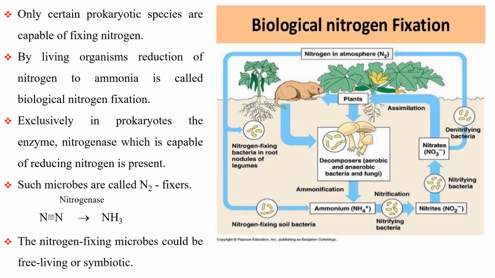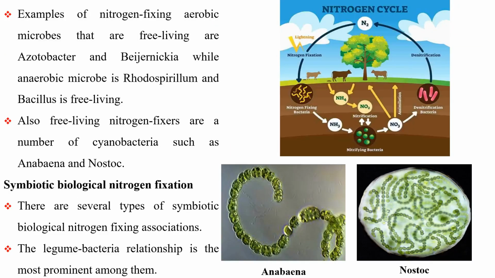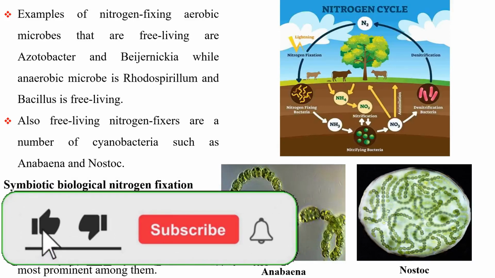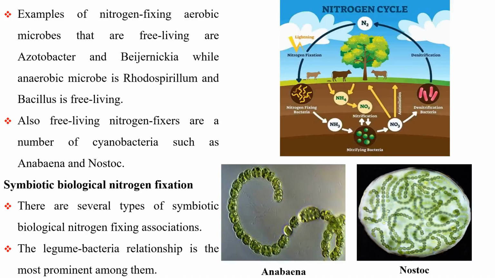The nitrogen fixing microbes could be free living or symbiotic. Examples of free-living nitrogen-fixing aerobic microbes are Azotobacter and Beijerinckia, while the anaerobic microbes are Rhodospirillum and Bacillus. Also free-living nitrogen fixers are a number of cyanobacteria such as Anabaena and Nostoc. Symbiotic biological nitrogen fixation. There are several types of symbiotic biological nitrogen fixing associations. The legume bacteria relationship is the most prominent among them.